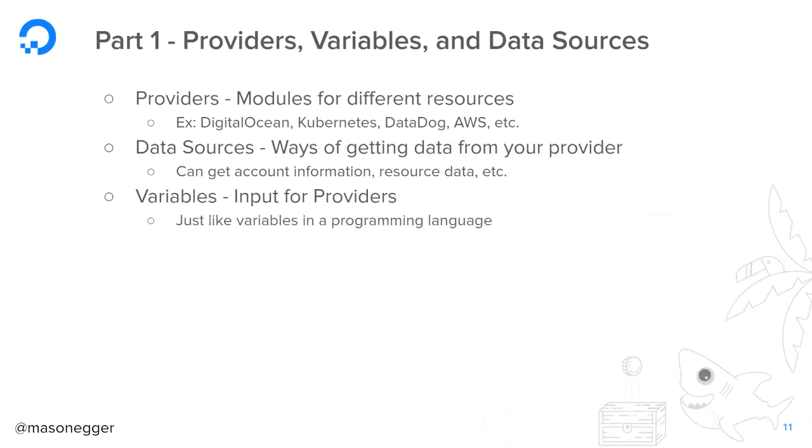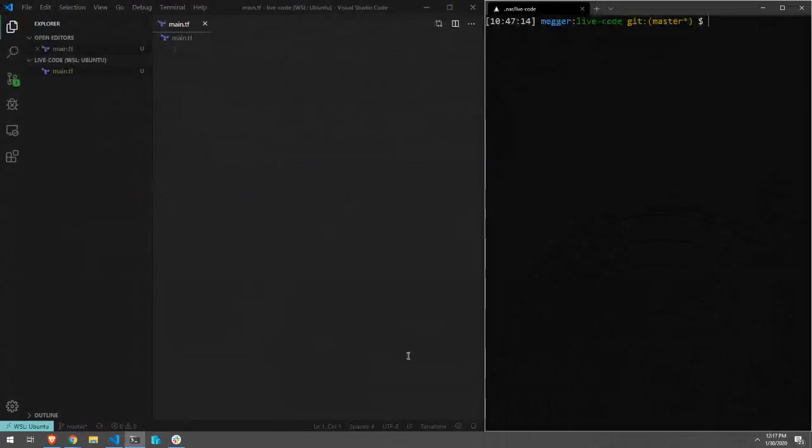Variables, these are basically input for providers. Essentially, they're just like variables in a programming language. There are 2 different types of variables, however. There's input and output variables, and we are going to cover those in the code. So if I switch over to my VS Code and my terminal, I will be able to go ahead and get started. So actually, before we do that, let's cover one other thing.